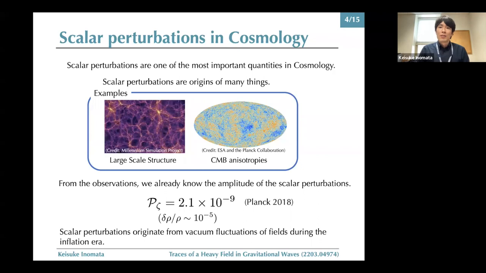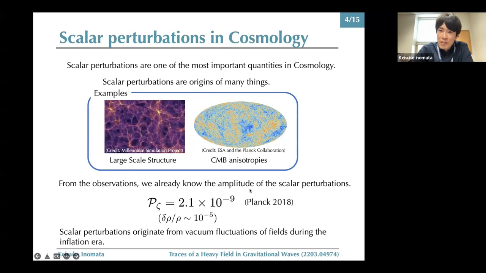Since throughout this work I'm going to focus on the gravitational waves induced by scalar perturbation, let me explain a little bit about scalar perturbation in cosmology. Scalar perturbations are one of the most important quantities in cosmology because they are the origins of many things. For example, large scale structure and CMB anisotropies are from scalar perturbations. From the observations, we already know the amplitude of scalar perturbation on large scales.